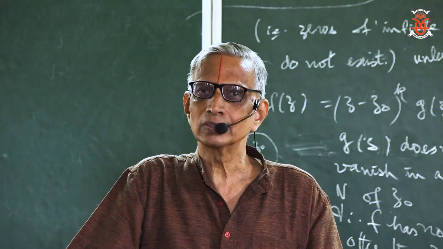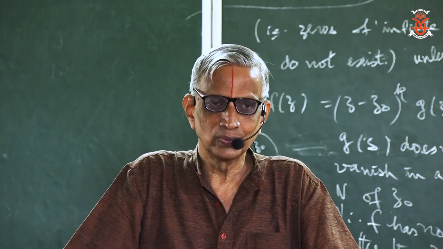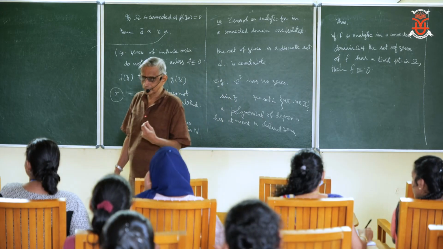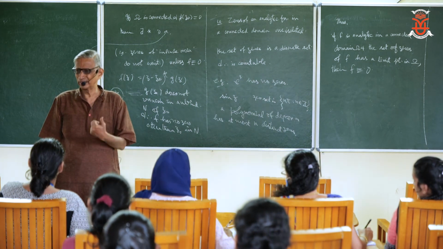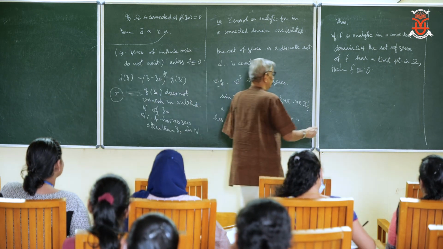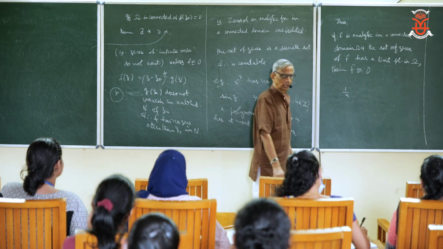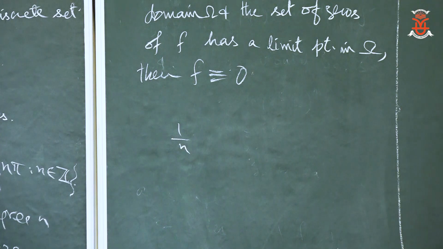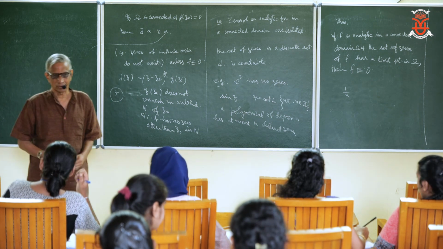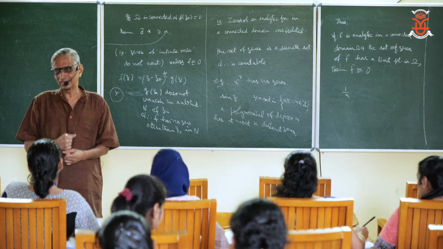Right? So this is absolutely an amazing thing. If you look at what happens in the real case. So for example, take the unit disk, or the whole plane. If you have an analytic function which has zeros at all points 1 by n: 1, 1 by 2, 1 by 3, 1 by 4, etc. Then the conclusion is that the function is identically zero. Right? If an analytic function on the plane, let's say, vanishes at all 1 by n, then it has to be the zero function. Right? This is astonishing. So there's a rigid structure of analyticity.